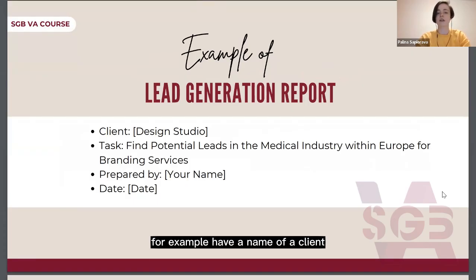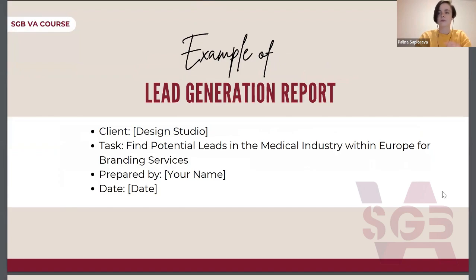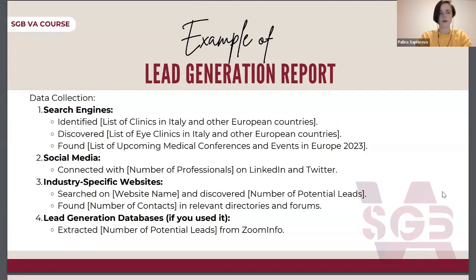For example, you have a name of a client, you have a brief description of task, then prepared by whom and date. So it's actually just an example. They can look in different ways, but still. And then you have all the data about the work you have done. For example, data collection.